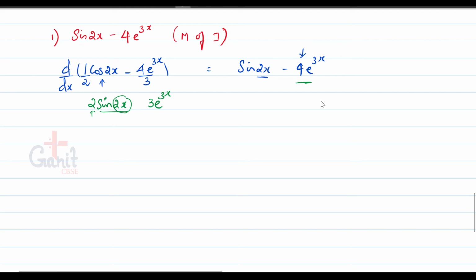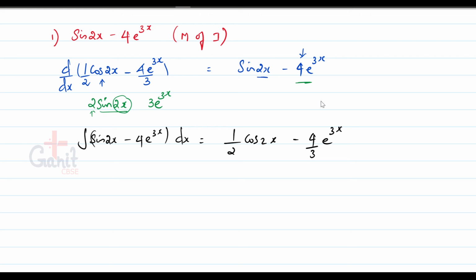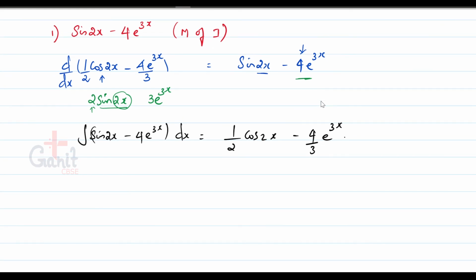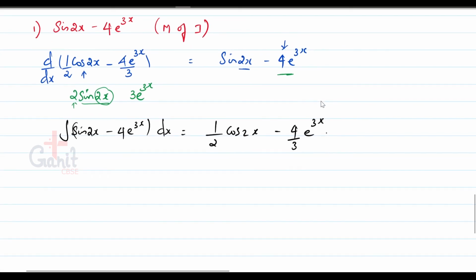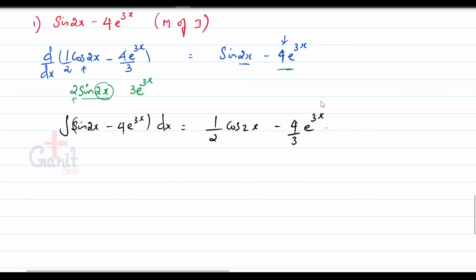So finally, integration of sin 2x minus 4e to the power 3x gives the answer as 1 by 2 cos 2x minus 4 by 3 e to the power 3x. So if you practice a lot, the method of inspection will be easy. So second problem.